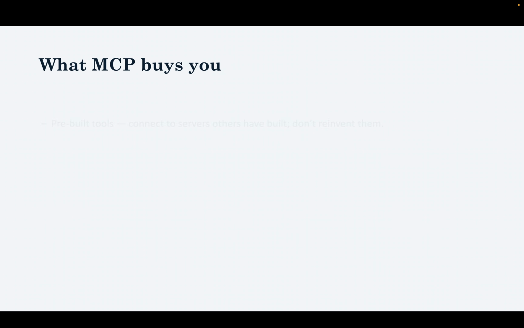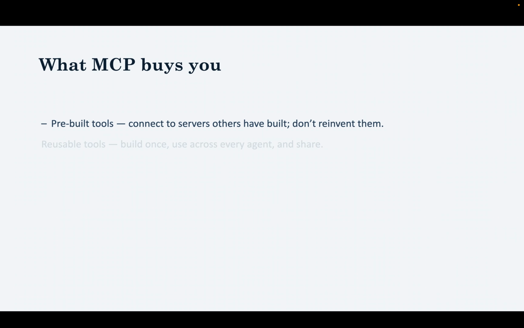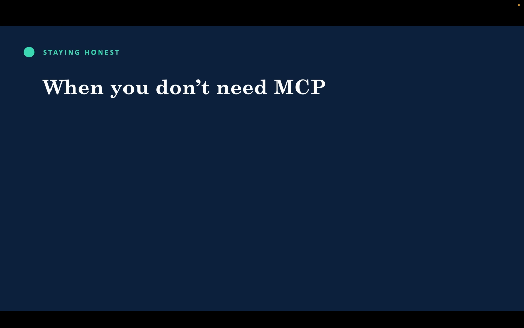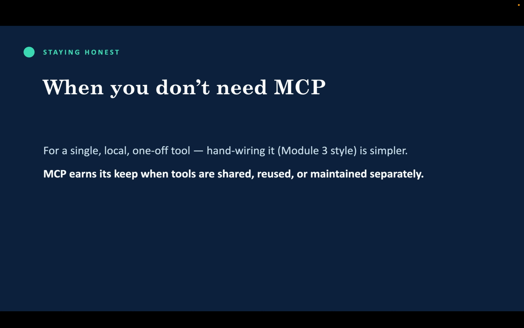What MCP buys you: pre-built tools, connect to servers others have built, don't reinvent them. Reusable tools, built once, used across every agent and shared. Swappable, a standard interface so tools plug and unplug cleanly. A growing ecosystem: files, databases, web, SaaS apps, all as servers. When you don't need MCP is also important to understand. For a single local offline tool, handwriting it is simpler. MCP earns its keep when tools are shared, reused, and maintained separately.